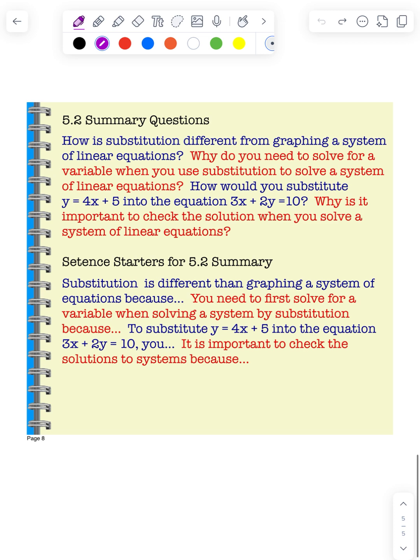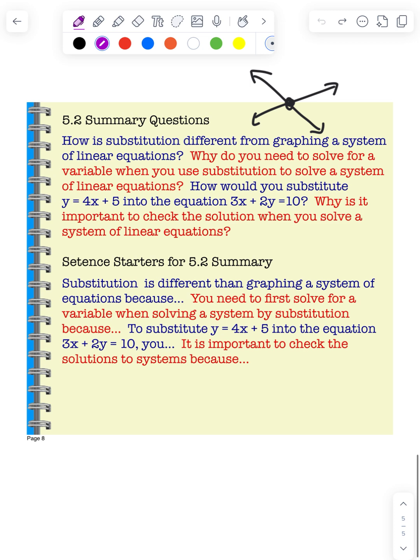All right, so in today's notes, you learned how to solve a system of equations using substitution. How is substitution different from graphing a system? Well, we learned yesterday in our notes that when we graph, so we have two lines, the solution is the point where they cross. Now, when we're solving with substitution, if we were to graph those lines, the solution would still be where they cross.